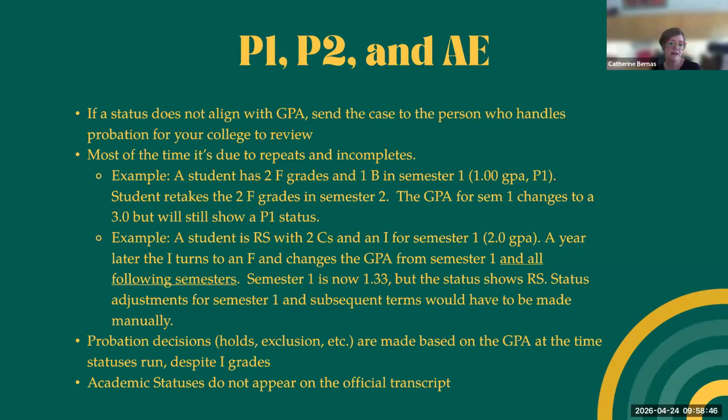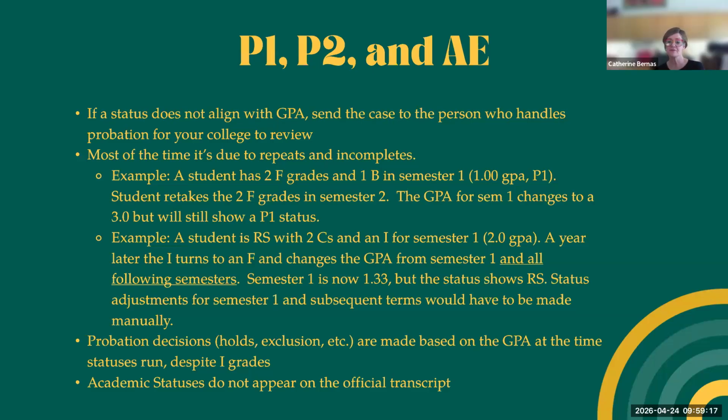Another example is a student that finishes a term with two Cs and an I, an incomplete. So they have a 2.0 for that semester and a regular status. They're not on probation. But a year later, the student has not done anything about that incomplete, and that I turns to an F. And now that GPA is below a 2.0, but it still shows a regular status from that term.